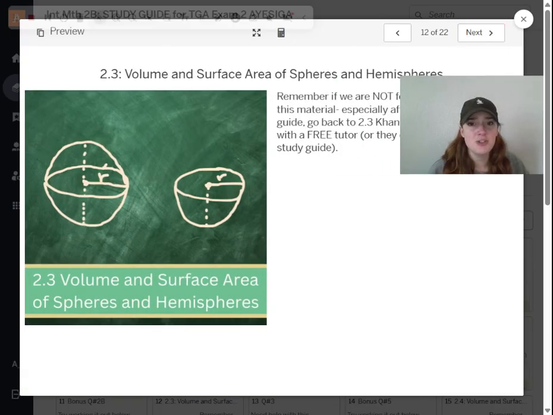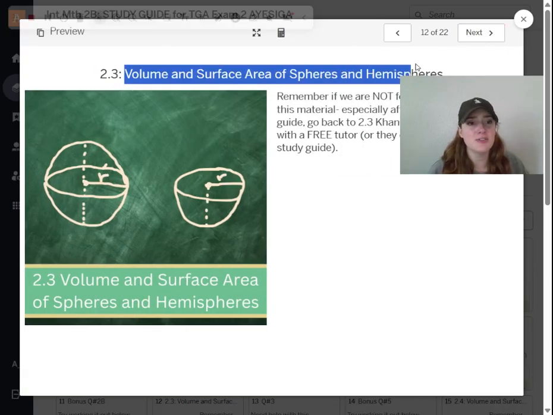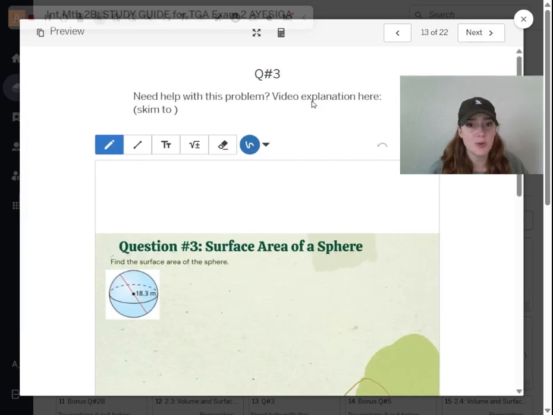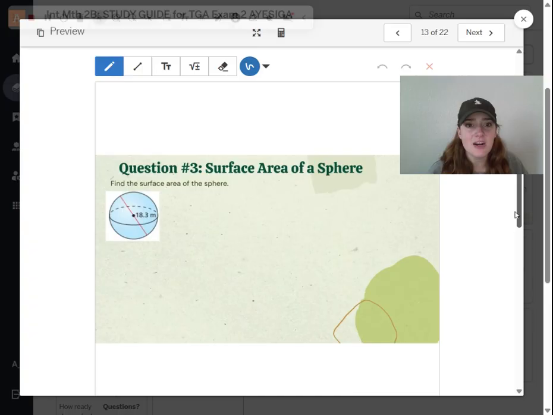All right, 2.3, now we're looking at volume and surface area of spheres and hemispheres. So question number 3, let's dive in. Let me get to my notes. Why isn't this working? All right, surface area of a sphere. So I've got to find surface area. Here we go. Here is my formula from my Engagely notes.